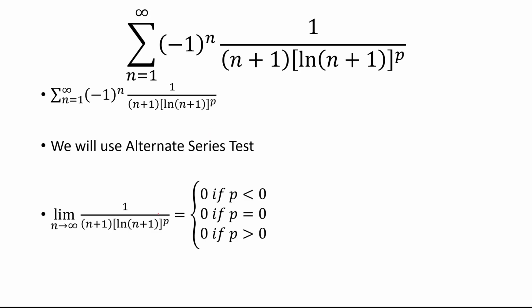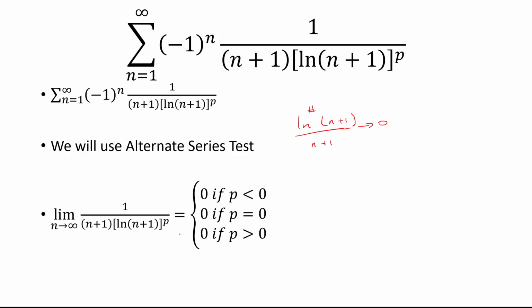First thing is, let's look at the limit. If p is less than 0, that means we'll basically have ln of n plus 1 raised to a positive number over n plus 1. And clearly this is going to go to 0 because n plus 1 is bigger than ln of n plus 1 raised to the p power.